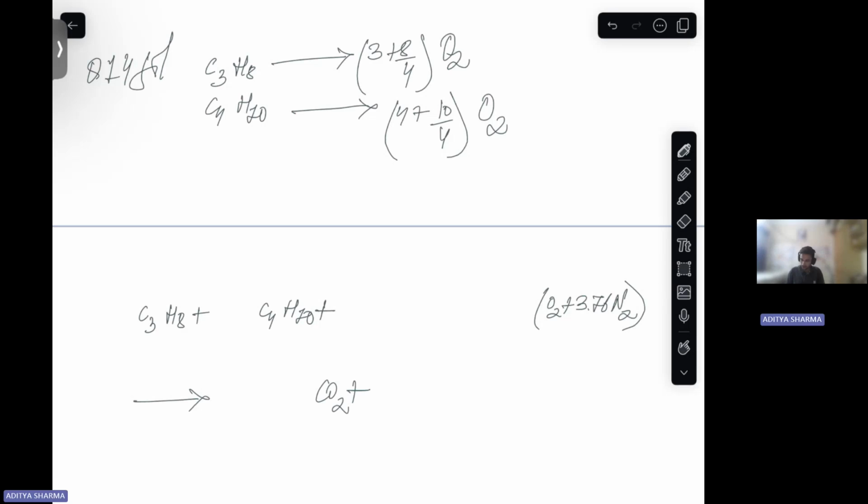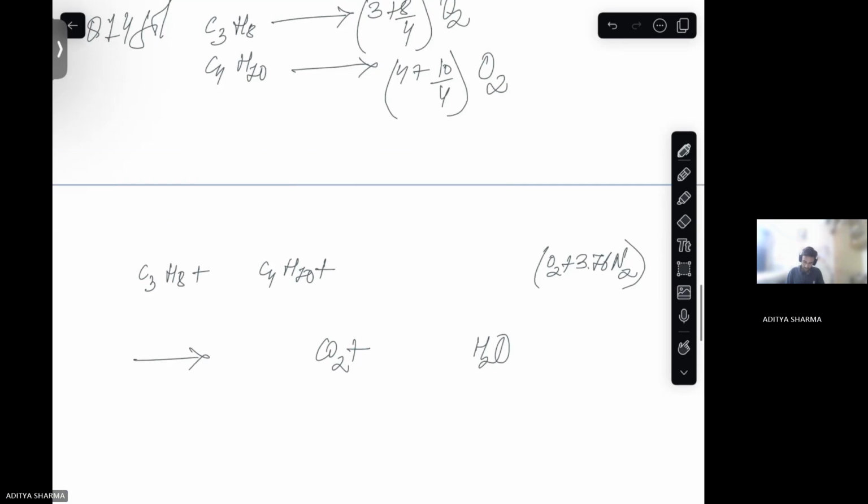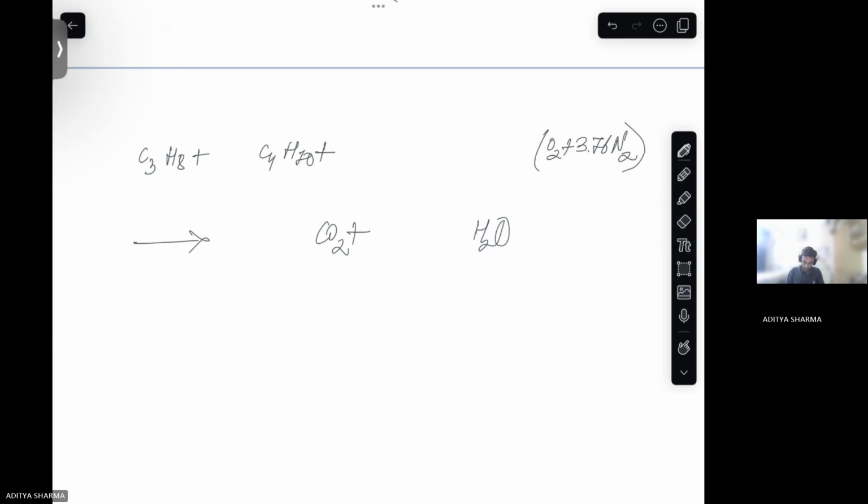carbon dioxide plus H2O, okay, plus oxygen plus nitrogen, okay, plus oxygen plus nitrogen.